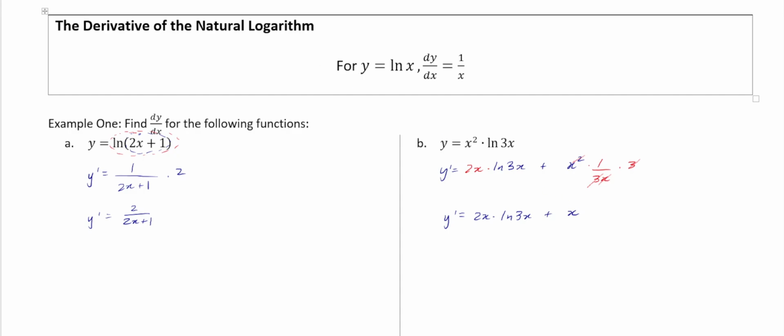Okay, recognizing then that I can actually factor out an x from both terms, y prime is equal to x(2 ln 3x + 1), and that's my final answer.